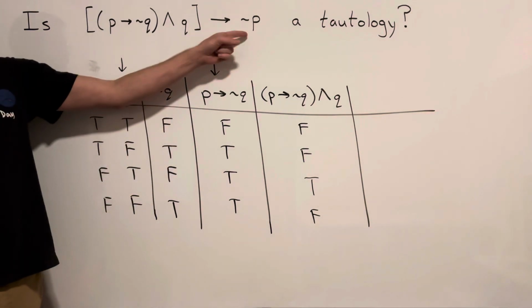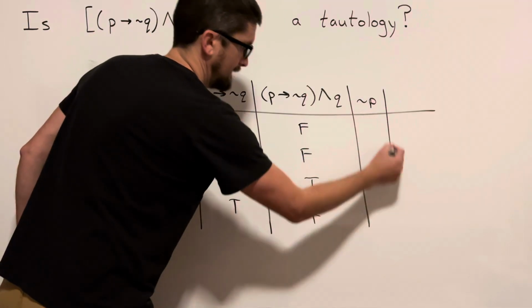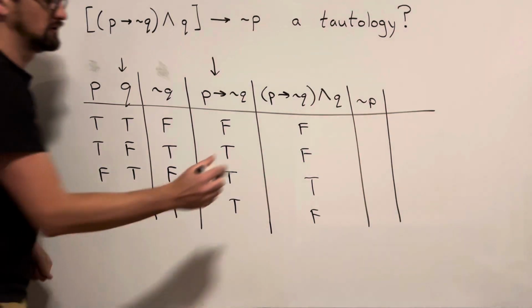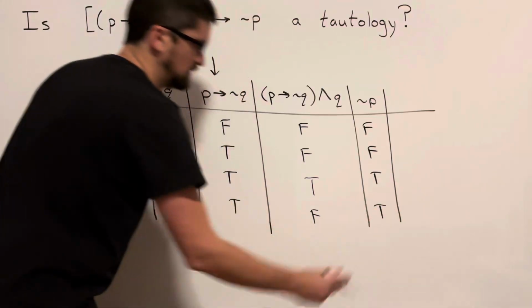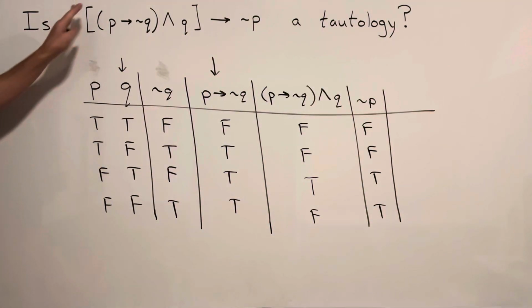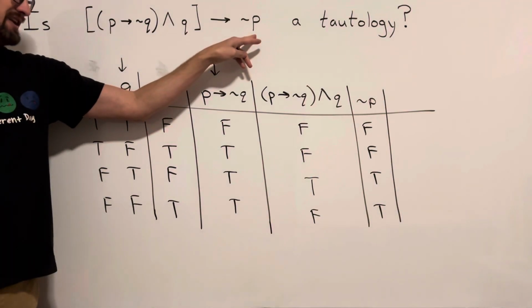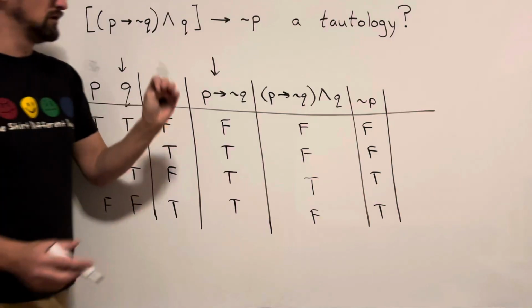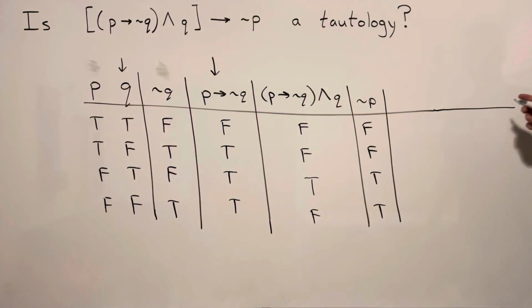All right, I need a column for the negation of P. That's going to take P here and do the opposite. It's going to be false, false, true, true. All right, so I have this piece, the left-hand side of the conditional, and I have the negation of P now. So now I'm ready to finish it off with the last column here.